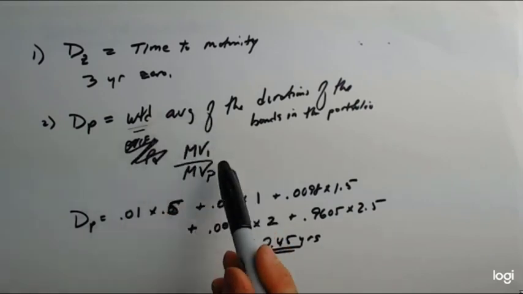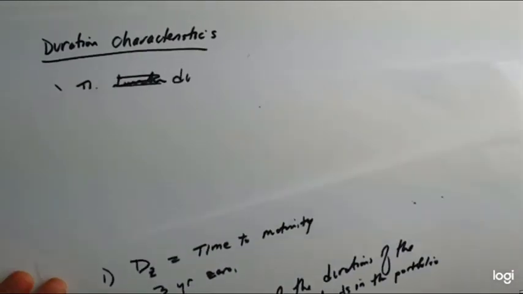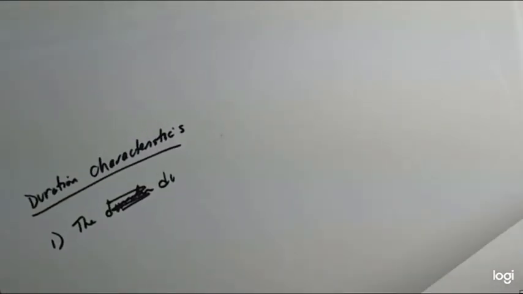So therefore, I just showed you that the duration of a portfolio is simply a weighted average of the durations of the securities in the portfolio. So think of a coupon bond as a portfolio of zeros, a package of zeros. Now let's move on to other duration characteristics.